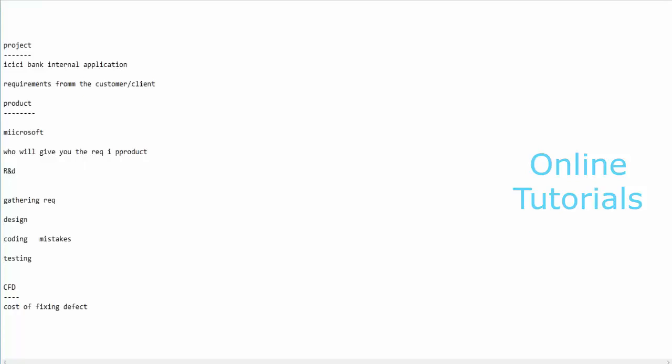If you find a defect here, you will report it to the developer. If the mistake was made by the developer, he will make some modifications and send it back to you, so the cost of fixing the defect will be a little less. Next I will tell you one more example.